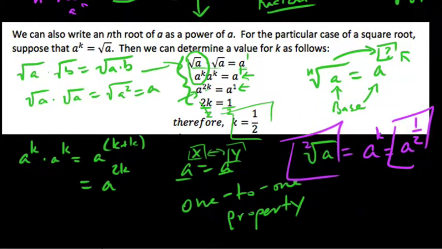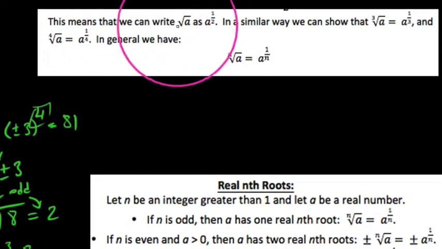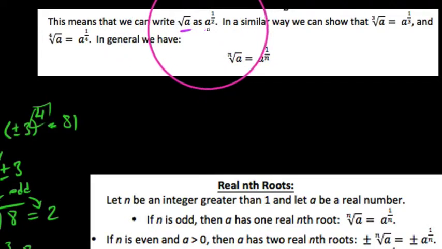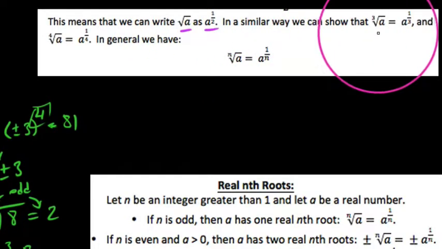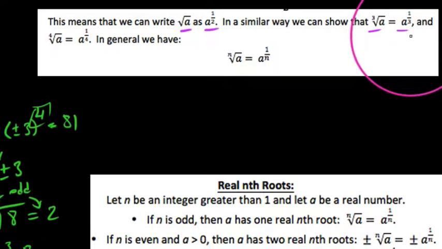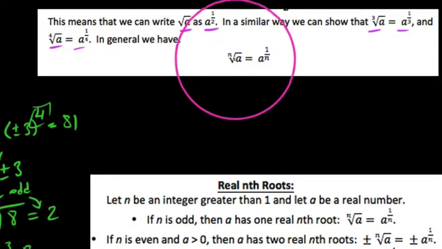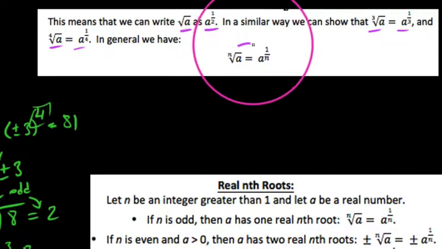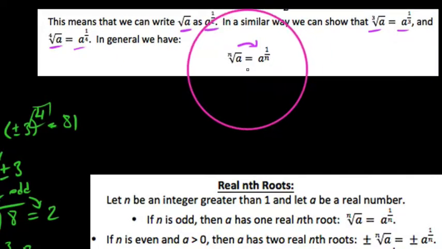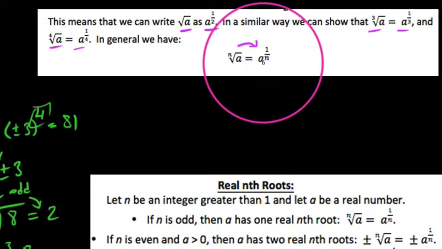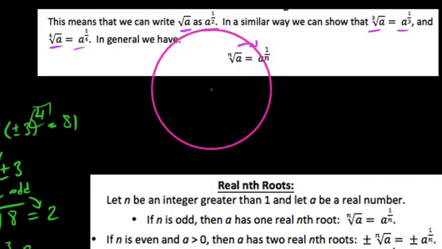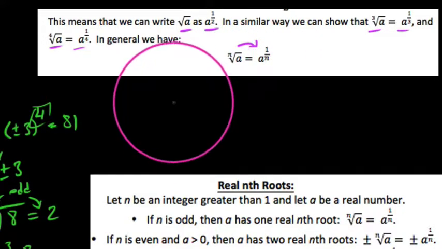And what I want everybody to see is, as I say up here, we could write the square root of a as a to the 1/2 power. In a similar way, we could show that the cube root of a is equal to a to the 1/3, and the fourth root of a is a to the 1/4. In general, we have this: the nth root of a can be rewritten as a to the 1/n, and this is actually kind of an important thing to be able to do, at least right now, to rewrite things in rational exponent notation.